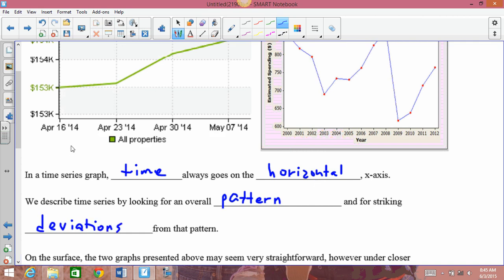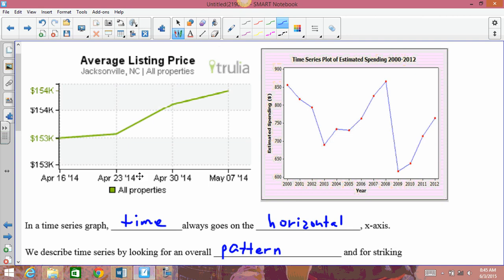And you can see in both of these examples that I have up here, time is on my horizontal x-axis. In the graph on the left, you're looking at a Trulia property listing from April 16th, 2014 through May 7th, 2014. So just looking at a 4-week span of how property prices have increased. And hopefully you're already noticing some issues with this graph, especially what's going on here on the y-axis. And the graph on the right is looking at years from 2000 to 2012, and estimated spending, 600 to 900 on the y-axis. And again, there are some issues with that graph as well. We'll talk about them in just a moment.